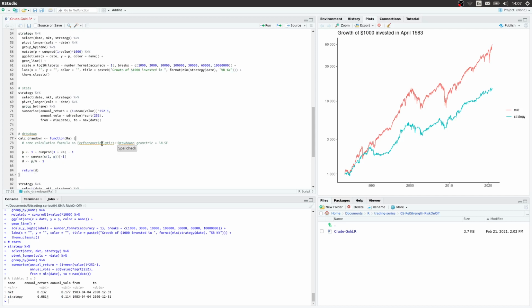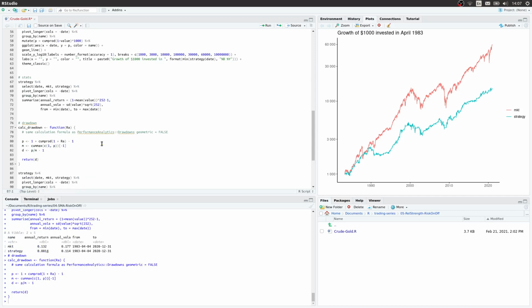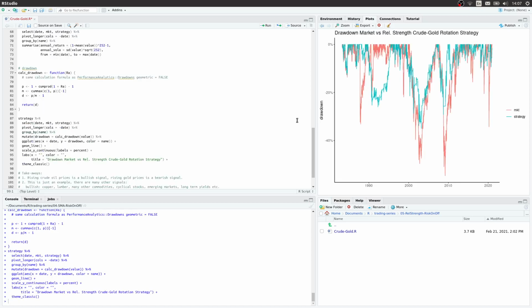And you can see also an interesting pattern using the drawdown. You see that the drawdowns are generally less in the strategy. We see the market losing over 50% in the financial crisis, following 2000 also, whilst the strategy always loses considerably less.